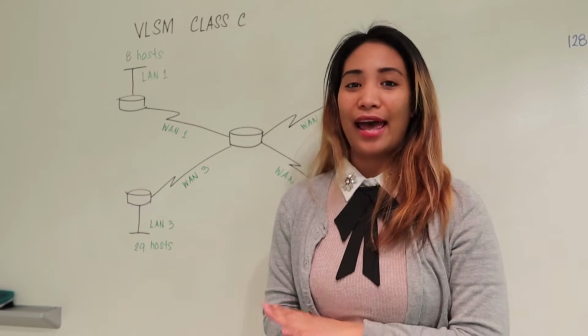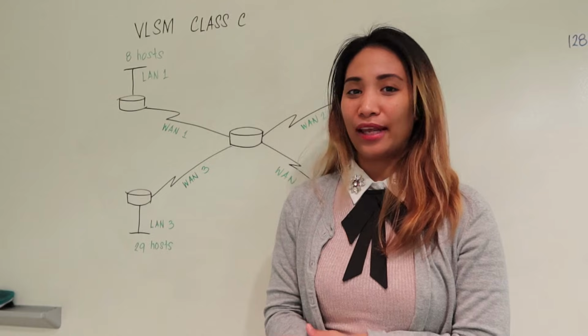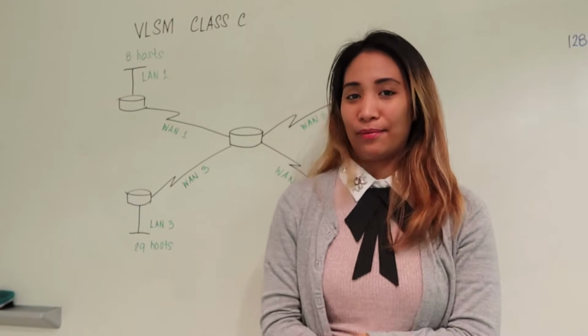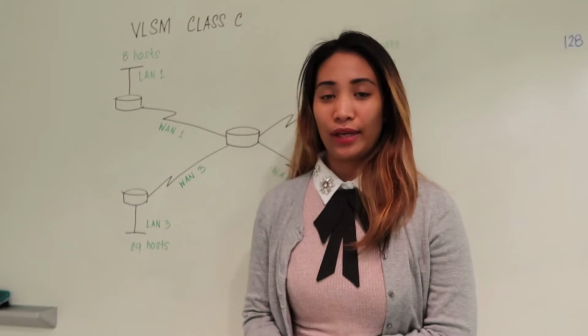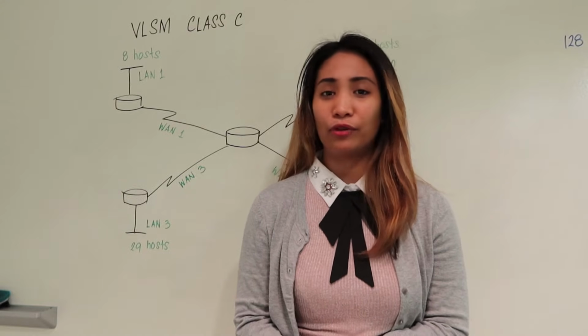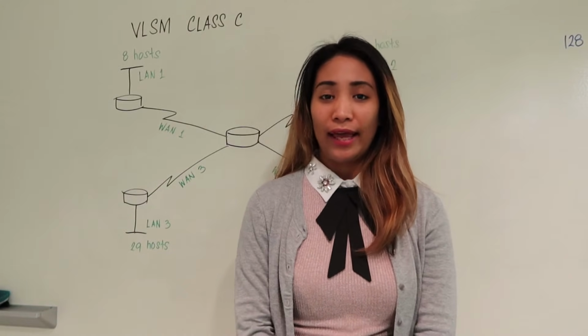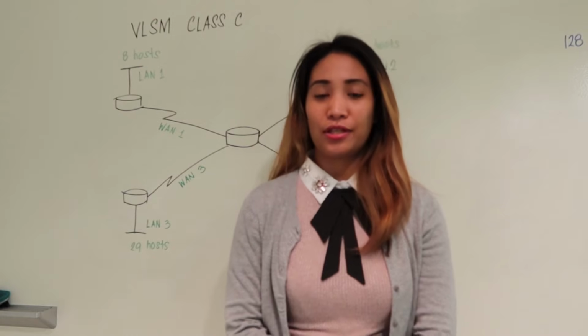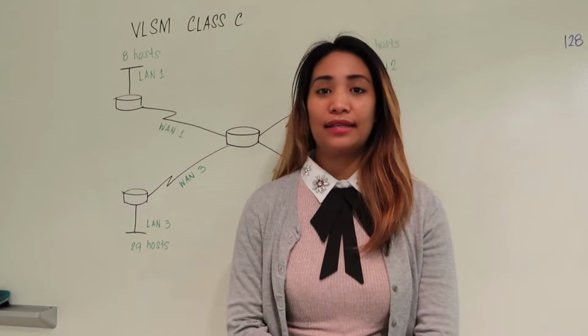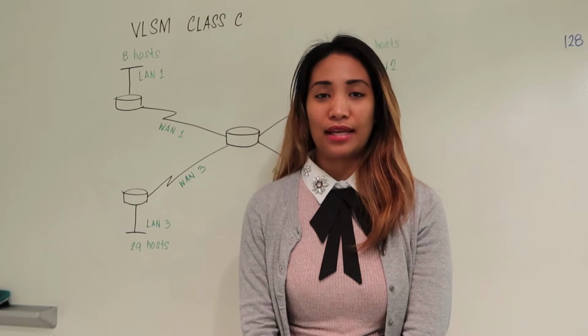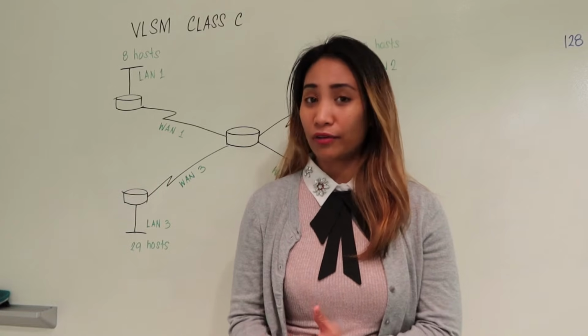Okay, so now that we know what VLSM is and what it is used for, let's move on to the actual action, and that is subnetting a network using VLSM. Before we get started, I have already assumed that you already know and understand the regular subnetting of Class A, B, and C IP addresses, because I am not going to explain how all of that works.